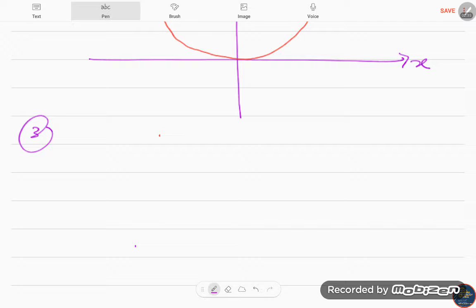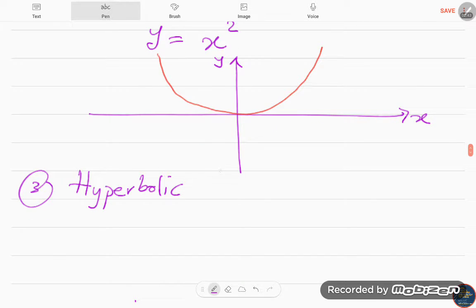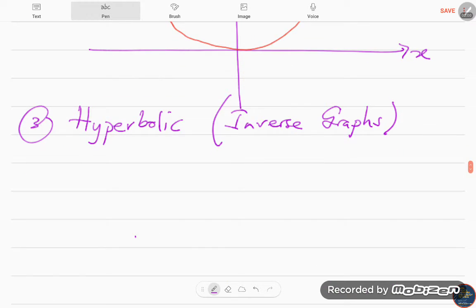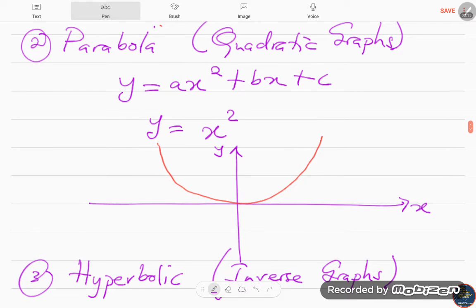The third type of graph that we need to know are the hyperbolic graphs, or the hyperbolas, which we also know as the inverse graphs. Now, what we mean by all this is that the function is usually going to be, this is the basic function, okay? And that's the one that we're going to draw, but you can find it in many different types, which we're going to explore again.